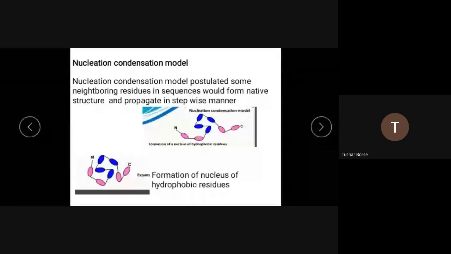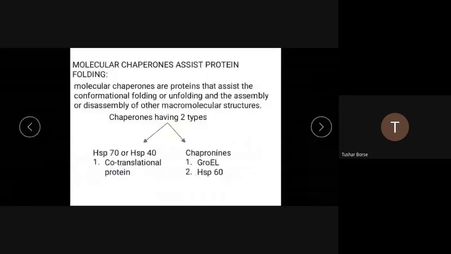Sometimes protein folding is associated with chaperones. Many molecular chaperones assist protein folding. The definition of chaperones: molecular chaperones are the proteins that assist the conformational folding or unfolding and assembly of other macromolecular structures. Chaperones are nothing but proteins.